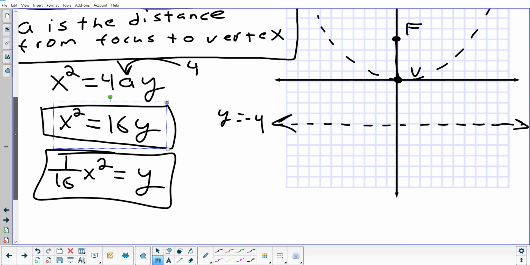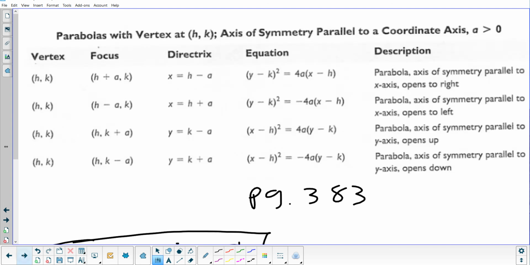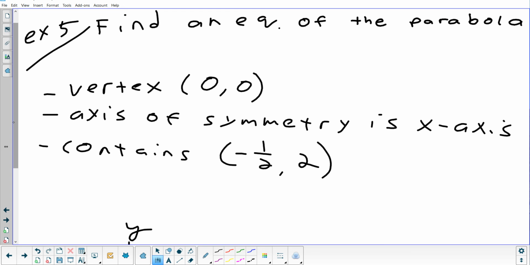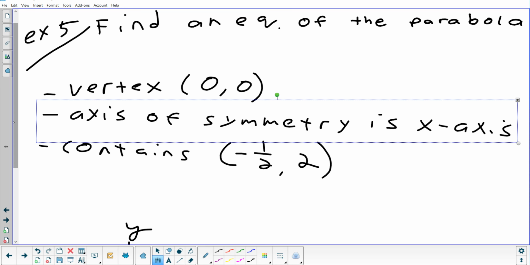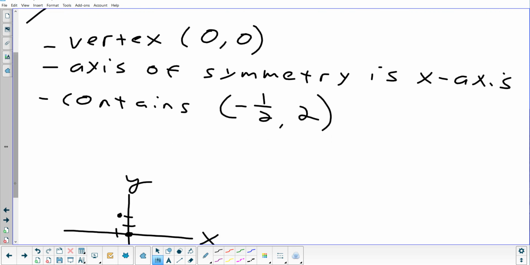Questions on that? All right. And this will be our last one before we try an example where the parabola has been shifted. So the vertex is at the origin. The axis of symmetry is the x-axis. And it goes through the point -1/2, 2. So this is just a random point. There's no special name for it. Just a point on the parabola. Let's draw that and see what we've got.